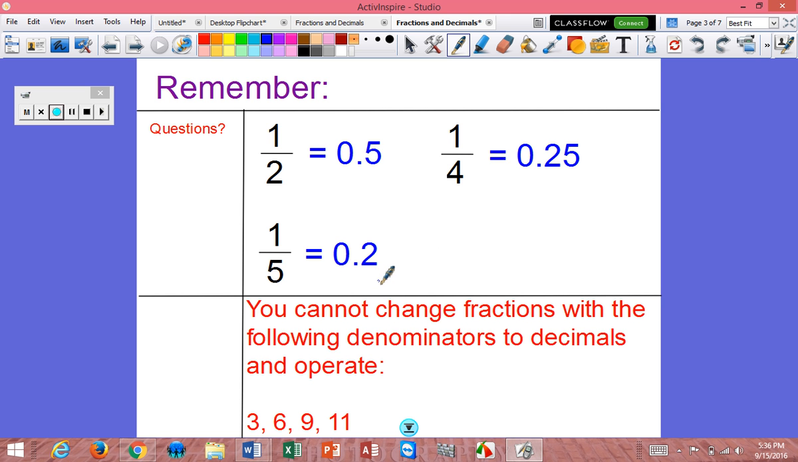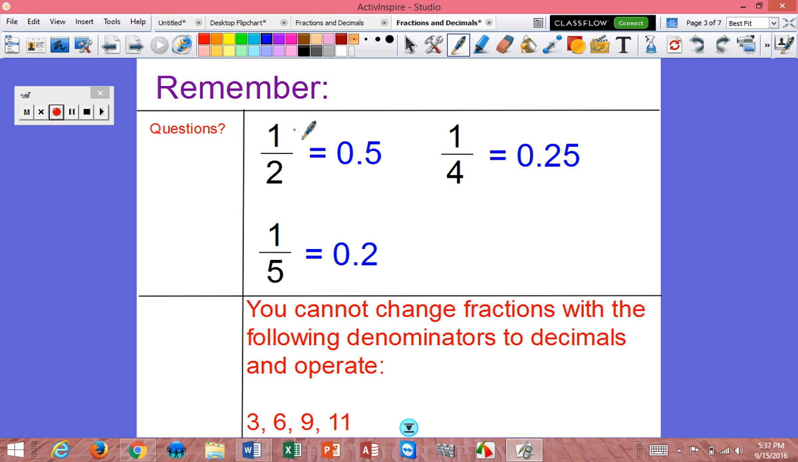Be careful with certain fractions. If you see fractions that have a denominator of 3, 6, 9, even 11, if you put top dog in the house and divide, you're going to get a repeating decimal. Now, a repeating decimal does not end. It is infinite, and you cannot operate with an infinite decimal because you would never stop writing it down. So if you see a fraction with any of these denominators, any multiple of 3, then you're going to have to leave it as a fraction.